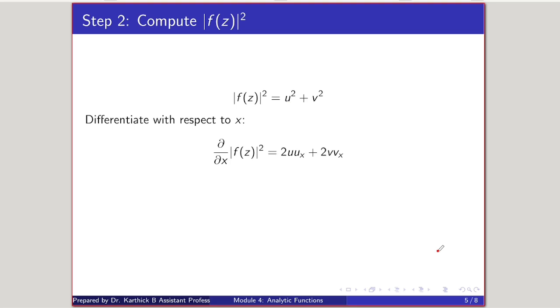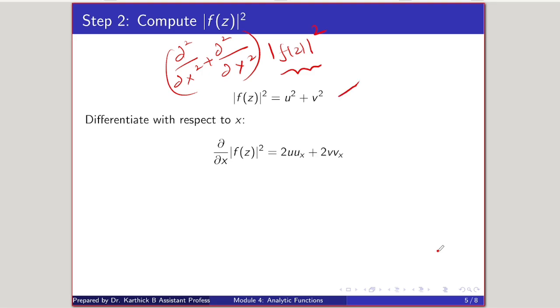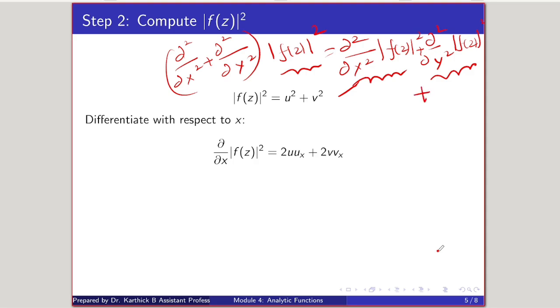Then what do we need to find? We need ∂²/∂x² plus ∂²/∂y² of modulus of f of z whole squared. We know what the function modulus of f of z whole squared is. Now we need ∂²/∂x² of modulus f of z whole squared plus ∂²/∂y² of modulus of f of z whole squared. First we will find this part, then the next one, and finally we will add both to get the LHS of the given property.